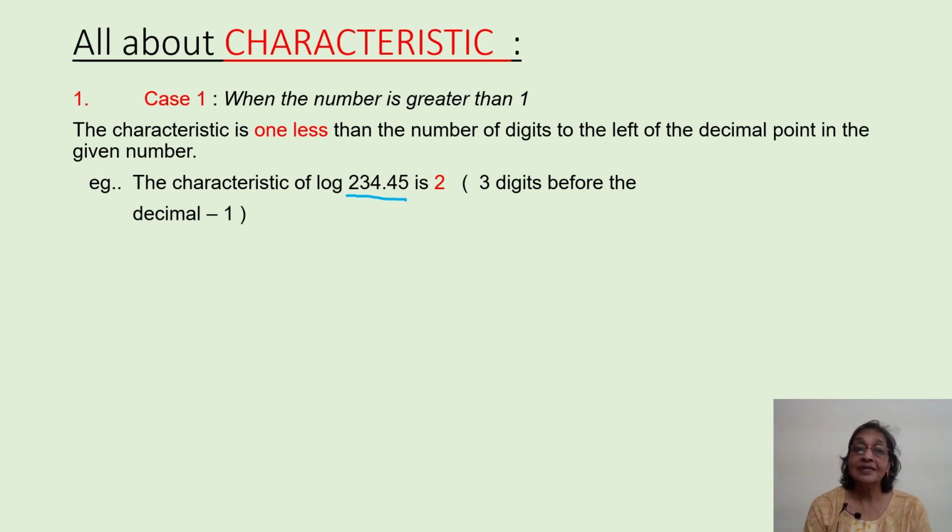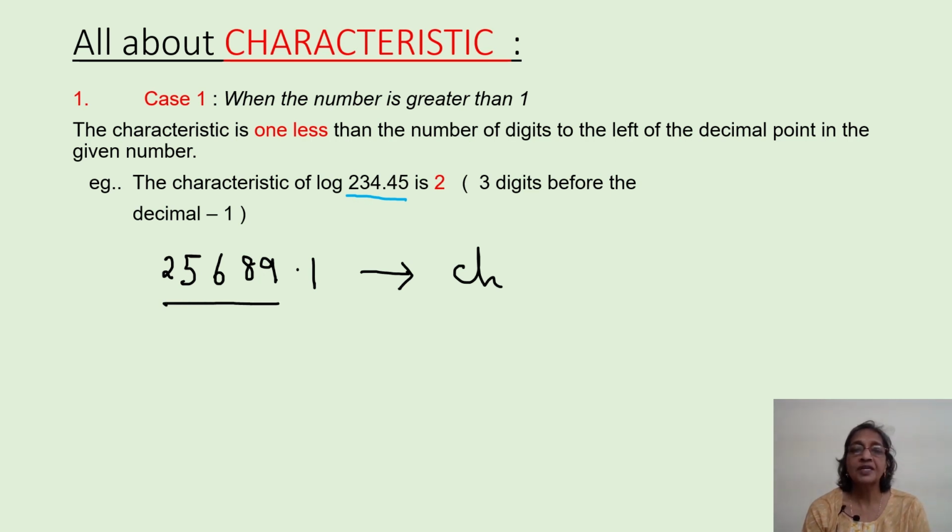So now let's take another example. Say I give you the number 2568.91. What will be the characteristic here? I have got 1, 2, 3, 4 digits to the left of the decimal. So the characteristic is going to be 3.